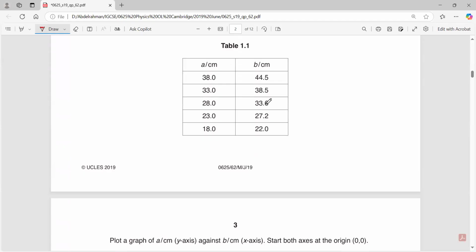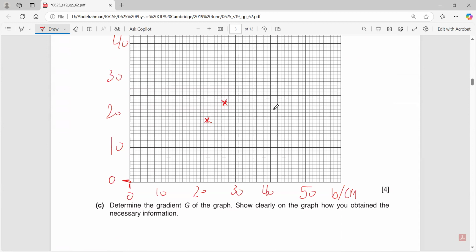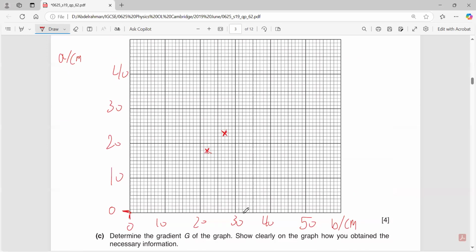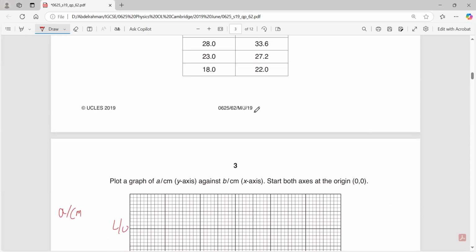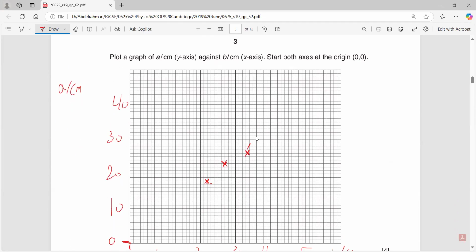Next point, 33.6 and 28. So it's 33.5. You can write it down as 33.5 or 34. So 33.5 and 26. Where's 33.5? Here is the point. 26, wasn't it? 28, I'm sorry. It's 28. It's at this point. Okay, let's remove this one.